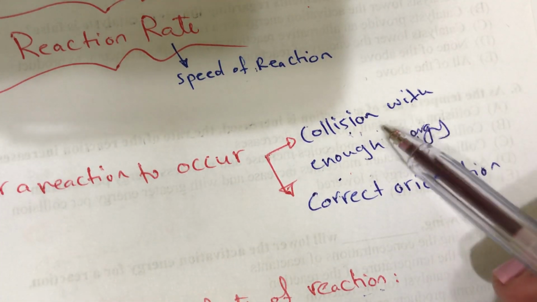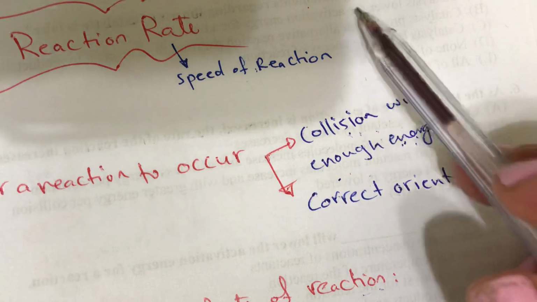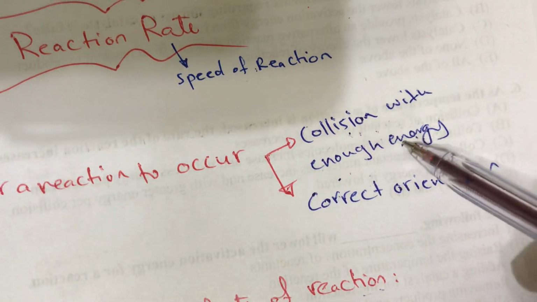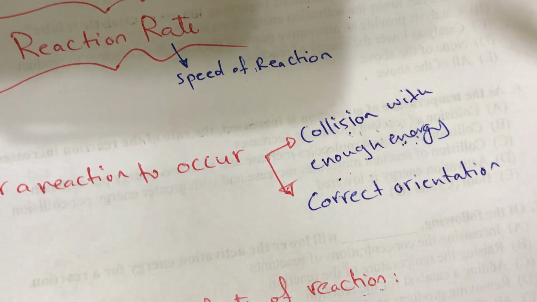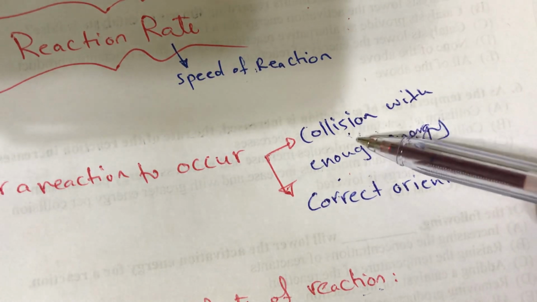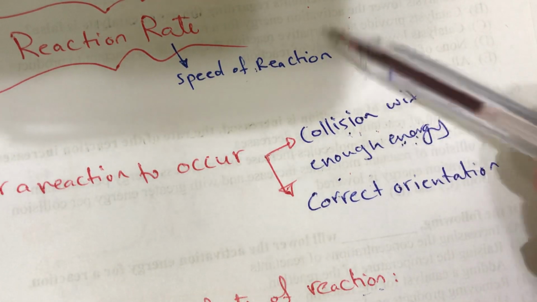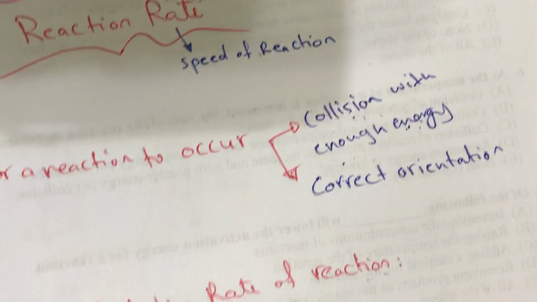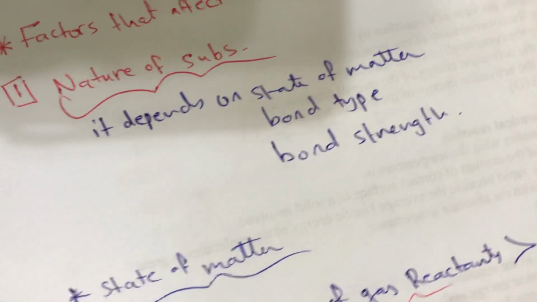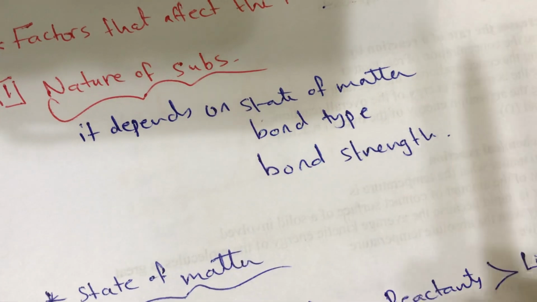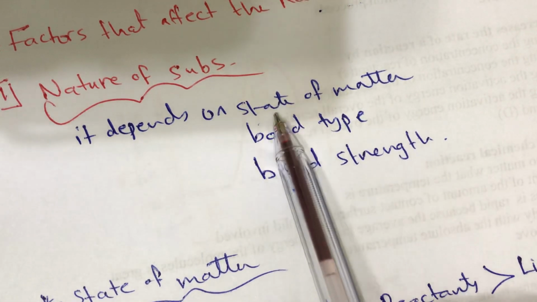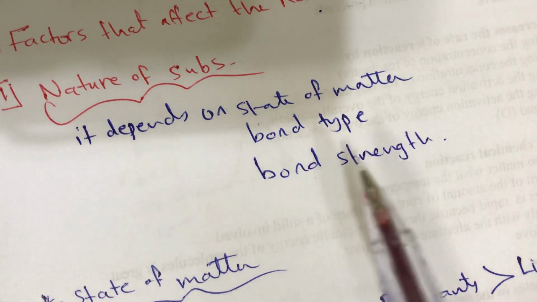And you have to know, as the number of collisions increases, the rate increases. And as the energy of collisions increases, the rate increases. So any factors that affect the number of collisions or the energy of collisions will affect the rate of reaction. So the first factor, nature of substance. Here, it depends on the state of matter, bond type, and bond strength.